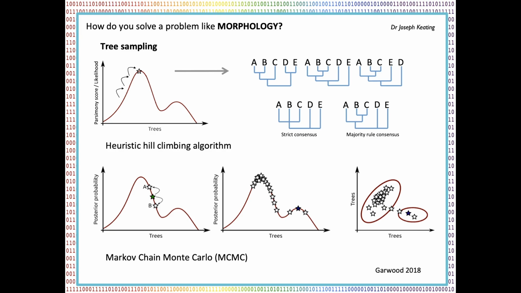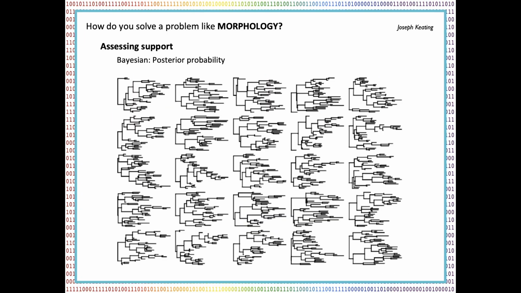In contrast, Bayesian inference utilises the Markov chain Monte Carlo, or MCMC algorithm. MCMC typically takes thousands of samples and, importantly, trees are sampled in proportion to their posterior probability. Consequently, areas of tree space with high posterior probability are sampled more frequently.